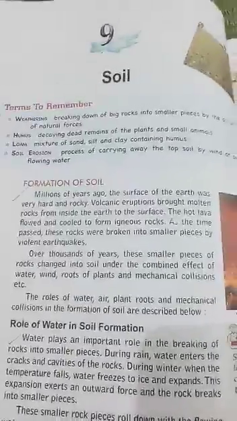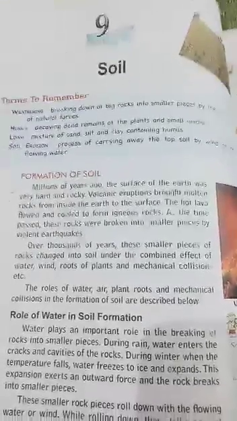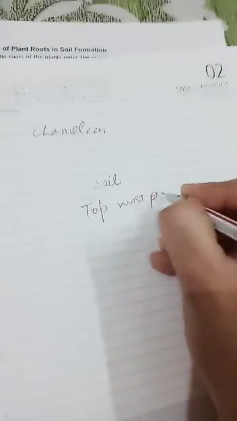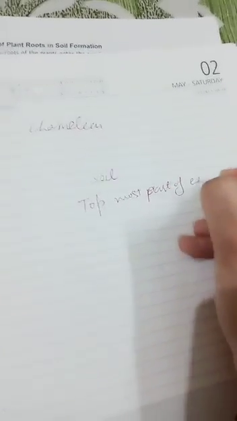Now we will start our next chapter, chapter number 9, soil. You all know about the soil. What is soil? It is the topmost part of the earth. All the trees are growing in the soil. Many microorganisms are also living in the soil. Now we will read about the soil.